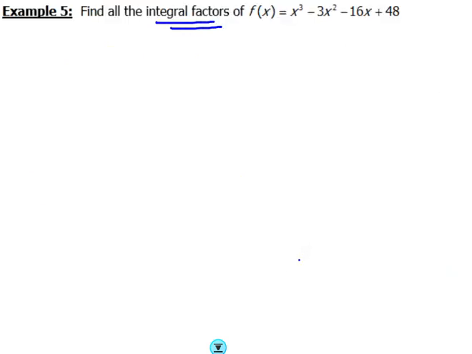Integral factors. Alright, so that just means to solve for x, or any variable that we have. It doesn't have to be an x. Alright, this is 4 terms, so we're going to factor by grouping. Notice it's in standard form. It counts down: 3, 2, 1, constant. So I'm going to go ahead and group it as I write it down to solve it.